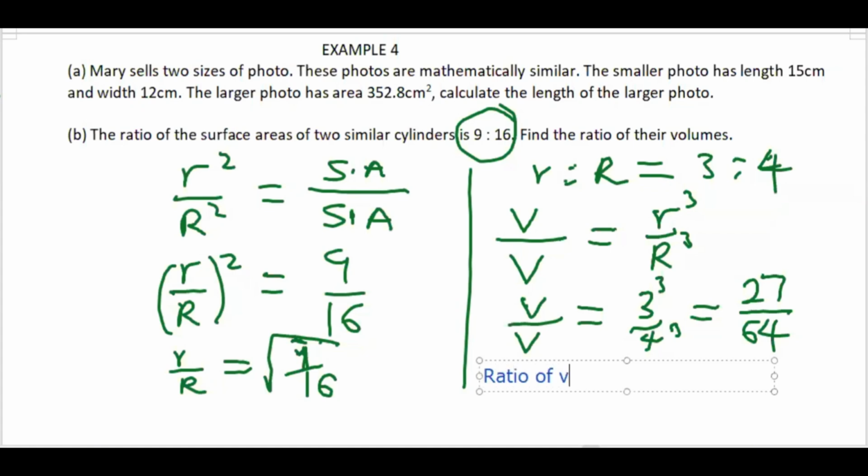This implies that the ratio of volumes becomes 27:64 of the two cylinders. So from here, we move on to example 5.